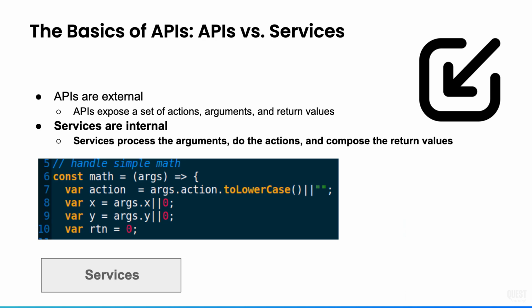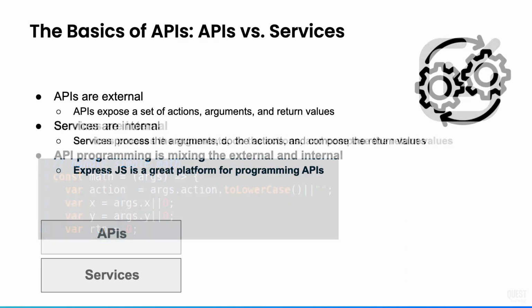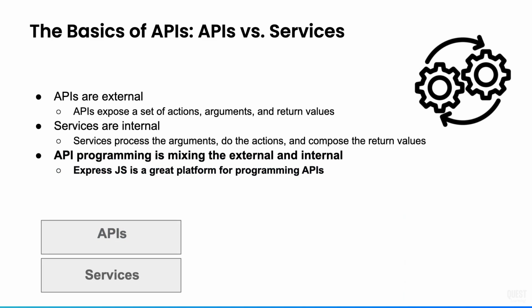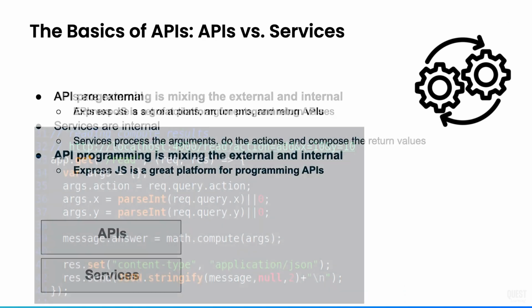It takes an action and two arguments and it returns a value. Now this, you can see, has nothing to do with HTTP. There's no method name, there's no return code, there's no message of any kind. This is just the internal functionality. So what we need to do is mix those APIs and services together. I use the Express.js format for doing this. There are lots and lots of platforms that you can use to mix your services and external interfaces together.